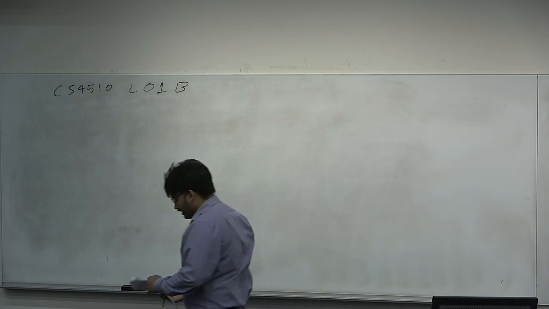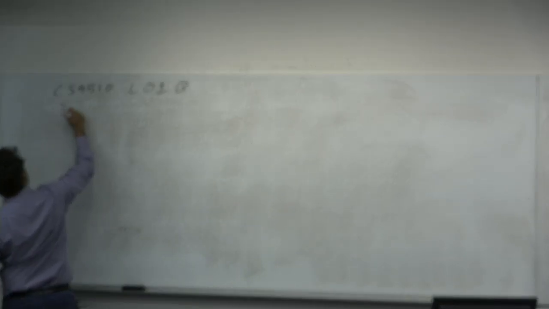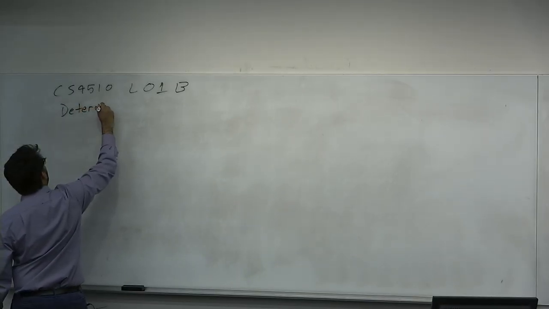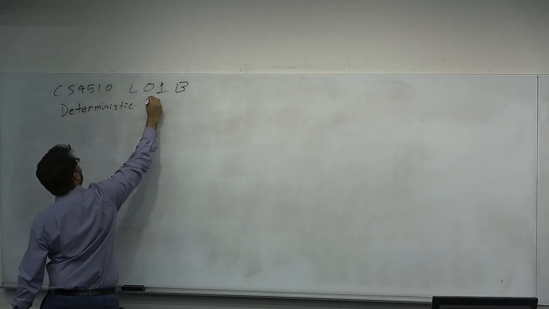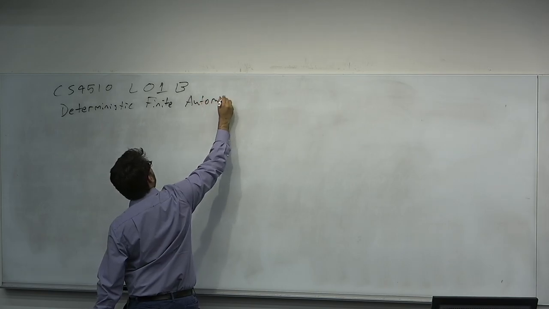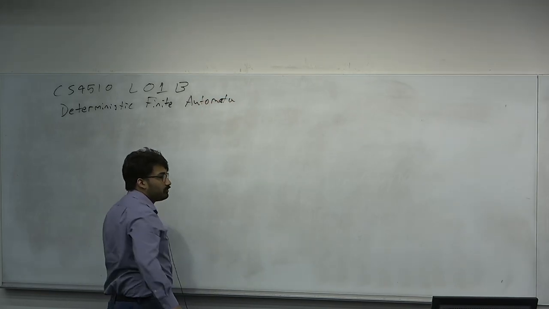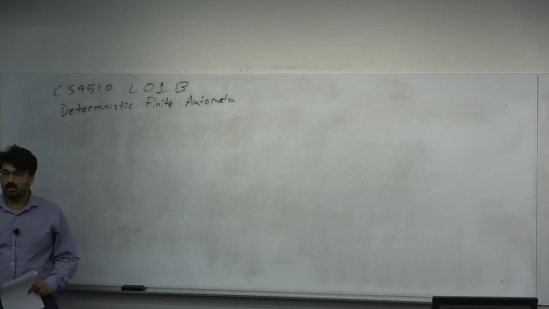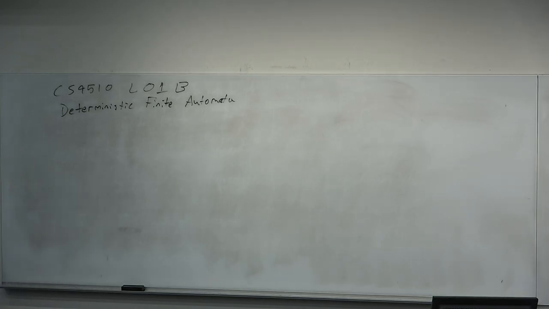The title of today's lecture is Deterministic Finite Automata. We're going to give an example of such a computing device. Last time we mentioned set builder notation, and we talked about what it means for a problem. What is a problem? What is a decision problem? We formulated these as languages, as sets of strings.